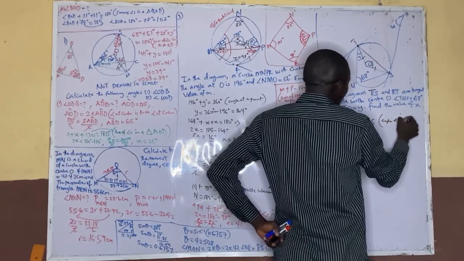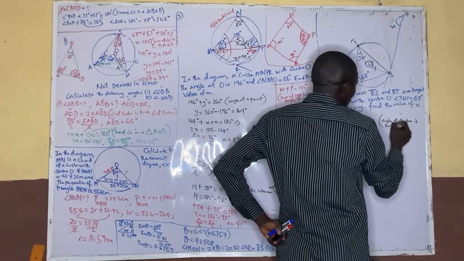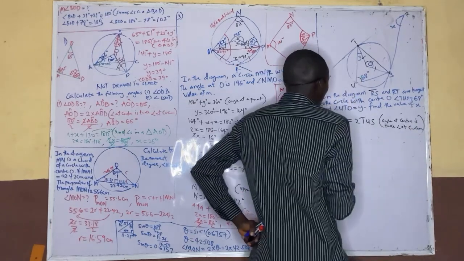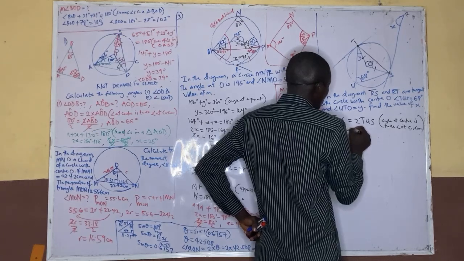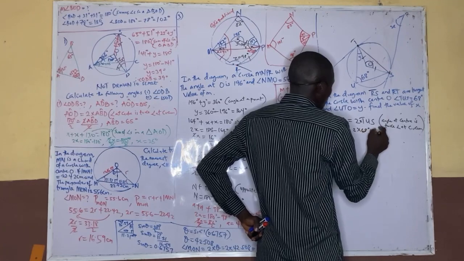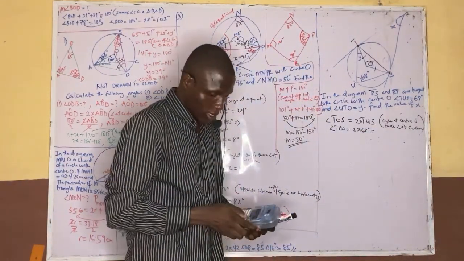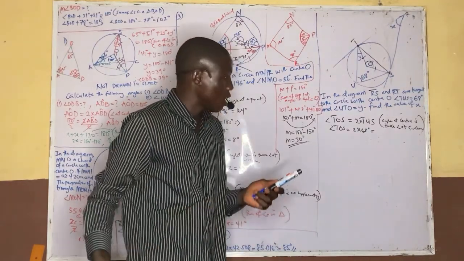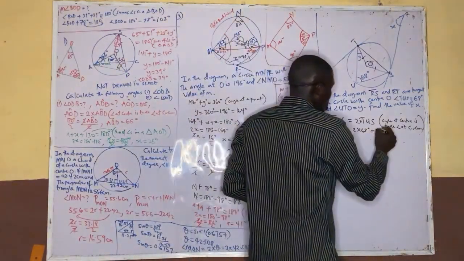Angle at the center is twice the angle at the circumference. So if that is the case, angle TOS is equal to 2 times 68 degrees, which is 136 degrees.